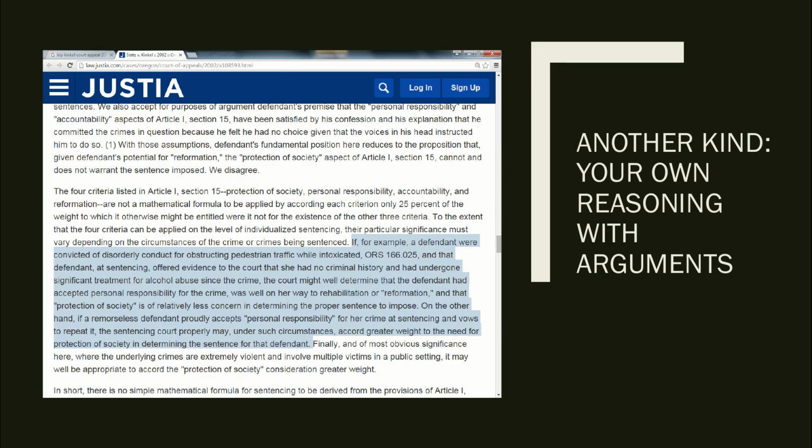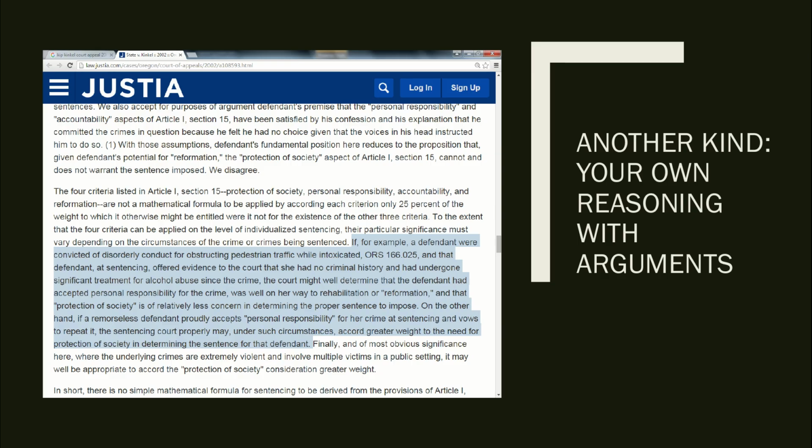What's going on in this particular screenshot is the school shooter, Kip Kinkle, is asking to have his sentence reduced in a court of appeals. And the judges here are issuing their opinion. They're talking about a particular law, about how to balance the protection of society, personal responsibility, accountability, and reformation, and how those things all need to be taken into consideration. But it also depends on the case.